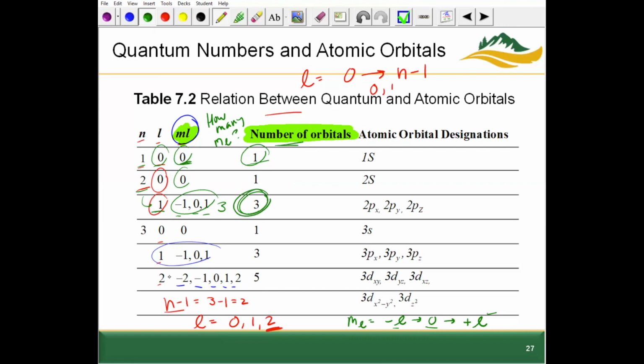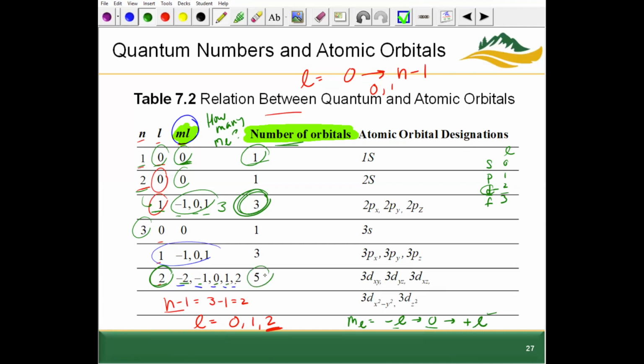A more complicated one here, let's do L equal to 2. If n is equal to 3, L could be 2. When L is equal to 2, that is a d orbital. For a d orbital, when L is equal to 2, M sub L can be -2, -1, 0, 1, and 2.